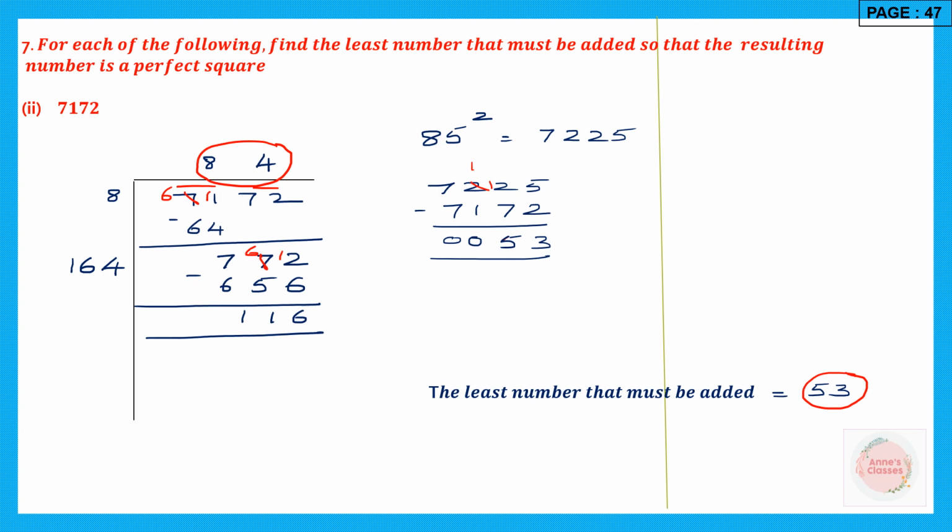So again, let me just tell you how to do it. First, find your square root by the division method. The number that you get here, your quotient, find the square of the number next to the quotient. 84 is your quotient. Find the square of 85. And then the answer that you get and the number in the question, subtract the two, and the difference is the least number that must be added.